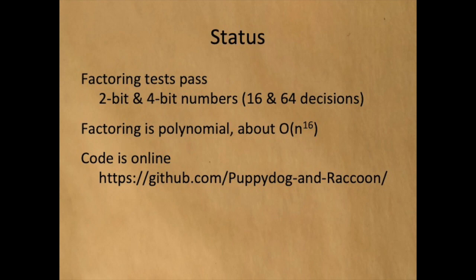The status. Currently, all of our factoring unit tests pass. We can factor all 2-bit numbers and all 4-bit numbers, which use 16 and 64 binary decisions respectively. The algorithm is polynomial. Factoring is on the order of n to the 16th. This is too slow to be practical, but fast enough to be amusing. And the code that we would write is now available online on our GitHub repository.